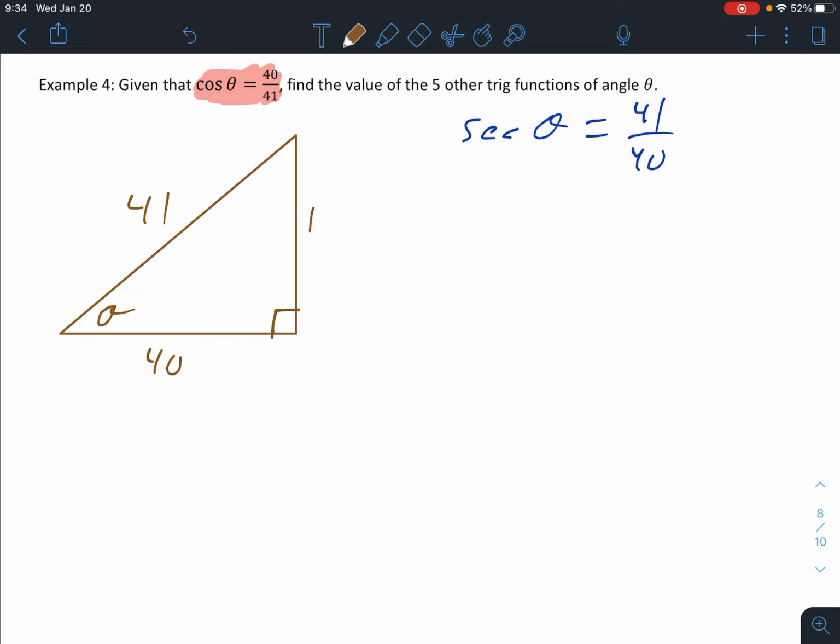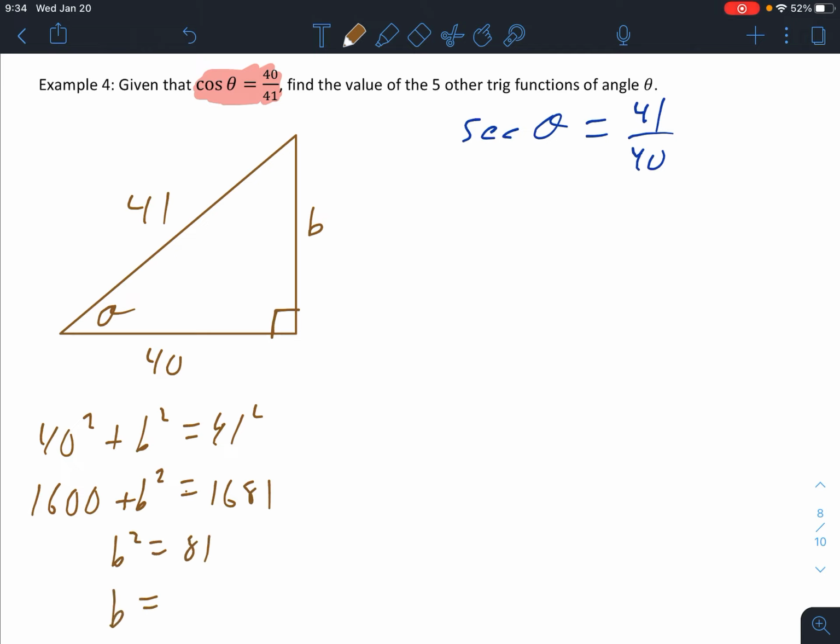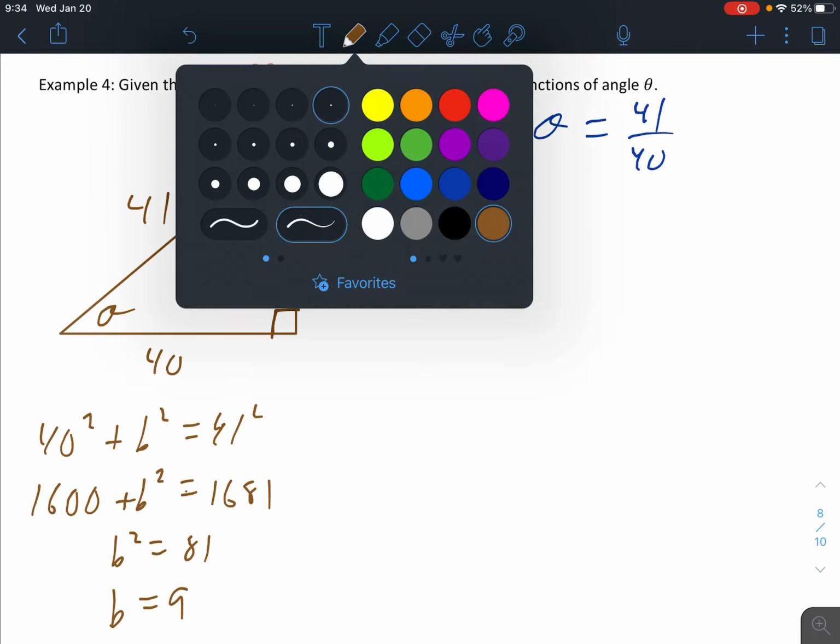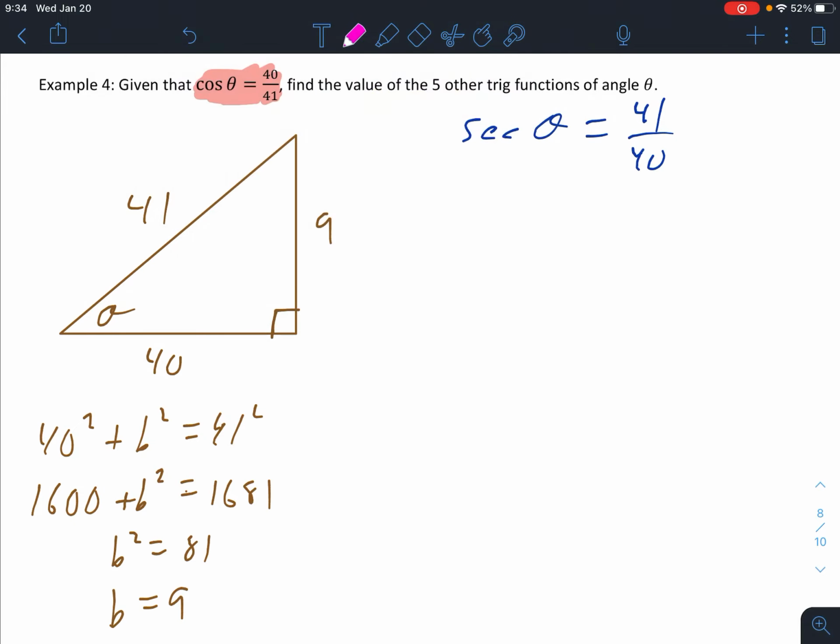Okay, doing Pythagorean theorem, let's call this side B, or anything you want, doesn't really matter. So 40 squared plus B squared equals 41 squared. And solving that, we should get B is 9. So now we can answer the other 4 remaining trig functions.